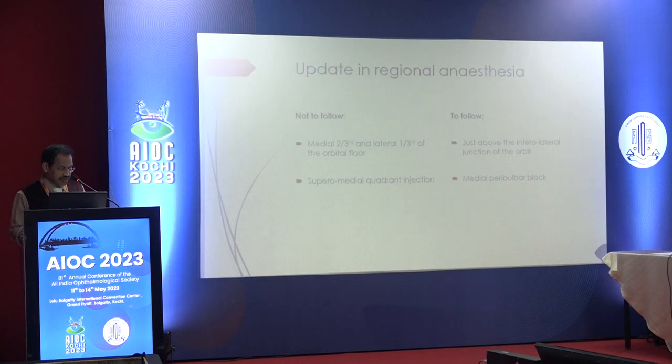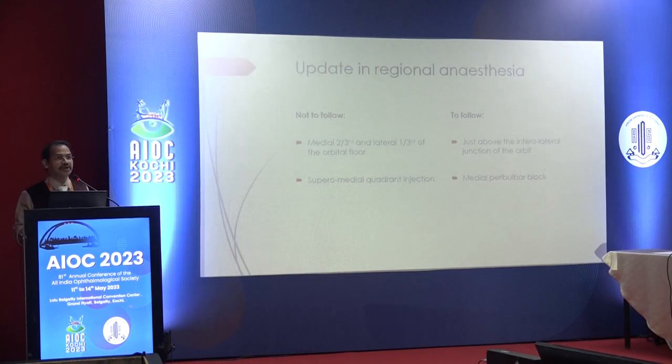Now, before going into the details about the simulator, I just wanted to briefly update you all about the recent update in regional ophthalmic anesthesia. Traditionally, the block is given by entering at the junction of the medial 2/3 and lateral 1/3, and then the supplementary block is given at the superomedial quadrant. But of late, what they say is the safest site for performing this regional block is the extreme inferolateral corner, that is just above the lateral wall and the floor. You should enter the orbit there rather than at the medial 2/3 and lateral 1/3 junction.